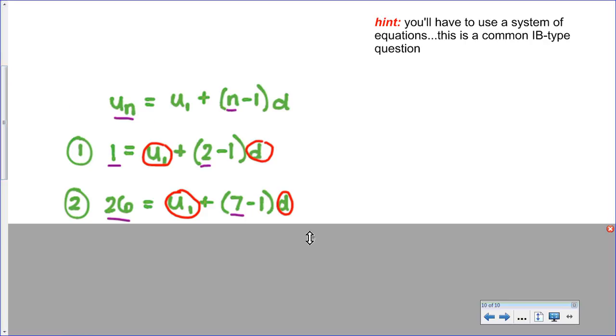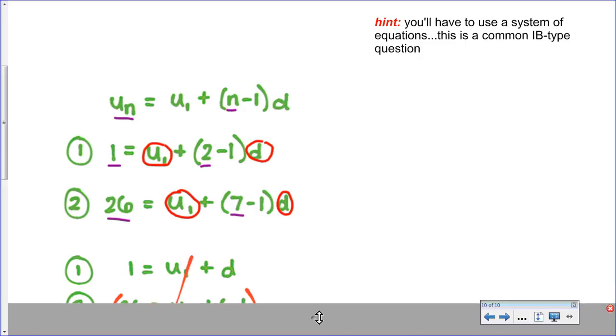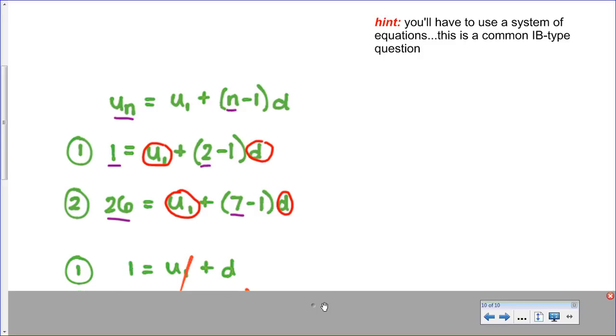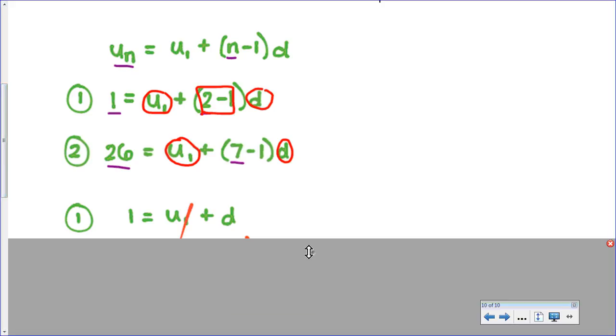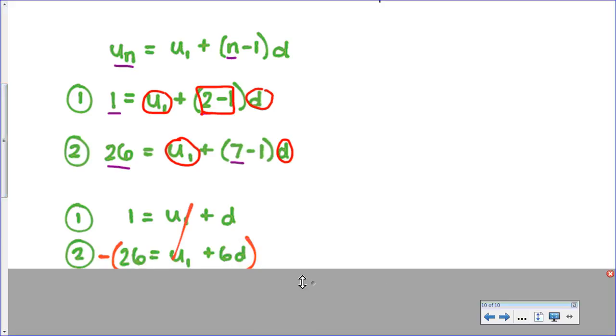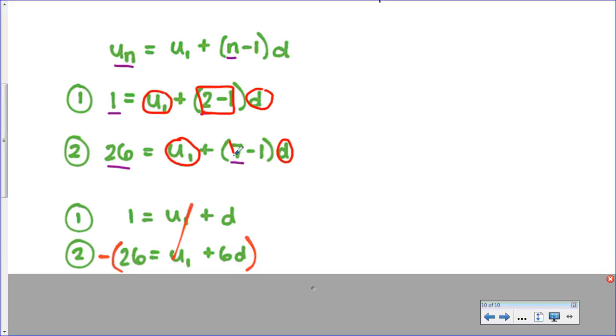So the first thing I'm going to do is simplify both of these. Okay, so I'm going to simplify the first one to just 1 equals u sub 1 plus d. I did that by actually subtracting, right? 2 minus 1 is just 1. So I can just write this as 1d. And the second equation is 26 equals u sub 1 plus 6d. Where did 6 come from? By doing 7 minus 1.